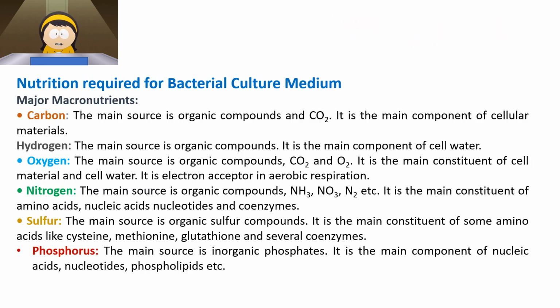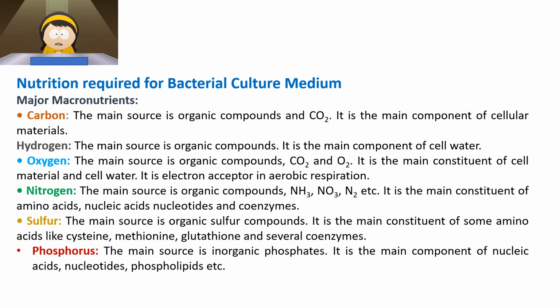Nutrition required for bacterial culture medium. Major macronutrients. Carbon, the main source is organic compounds and CO2. It is the main component of cellular materials. Hydrogen, the main source is organic compounds. It is the main component of cell water. Oxygen, the main source is organic compounds, CO2 and O2. It is the main constituent of cell material and cell water. It is the electron acceptor in aerobic respiration.